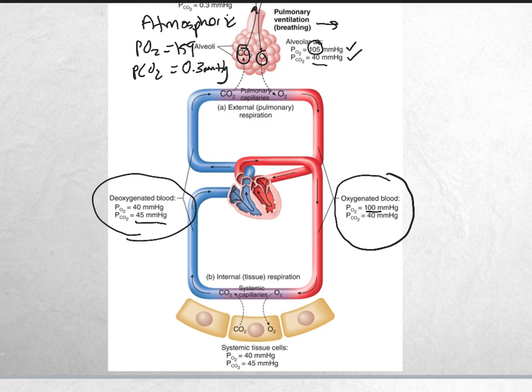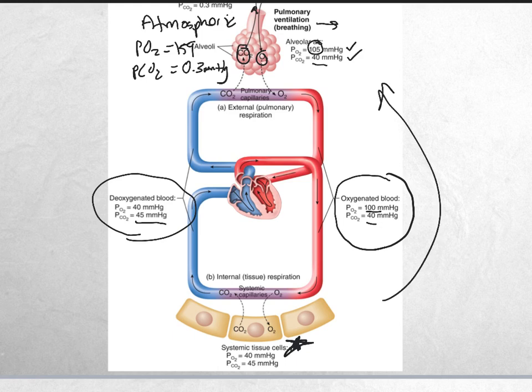Partial pressure of oxygen is about 100, and our partial pressure of CO2 is 40. Now the big change is going to be down here at the tissue level. So let's star this. Now why is this going to be a big change? Because now we have to kind of undo what we did back up here at the pulmonary level.